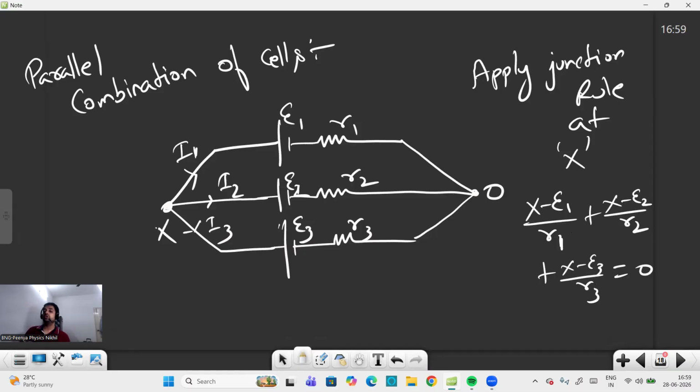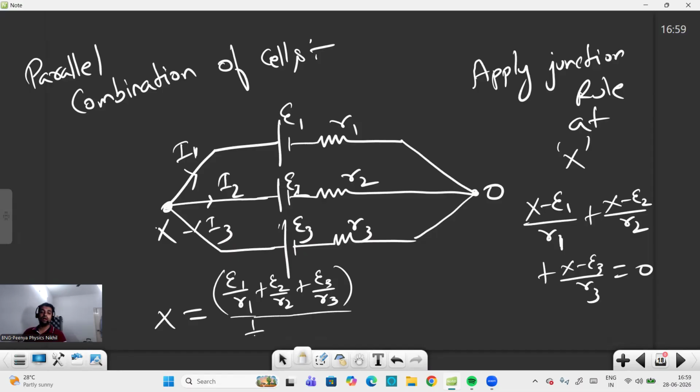Okay. So here we can write the X value. If we solve this, it will be E1 by R1 plus E2 by R2 plus E3 by R3, divided by 1 by R1 plus 1 by R2 plus 1 by R3. Correct? So in this way, we can find the E equivalent of the n cells that are connected in parallel combination.